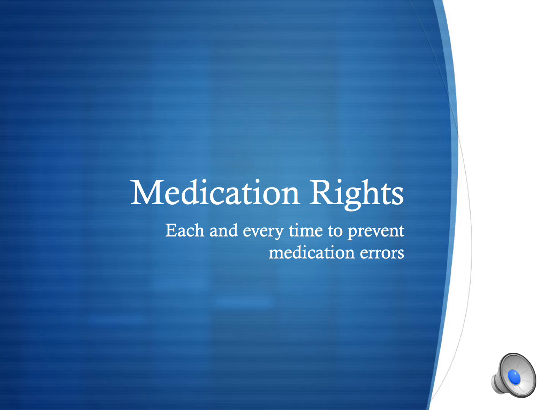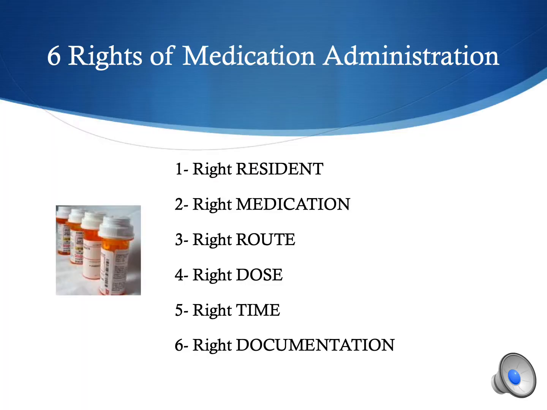Medication rights, each and every time to prevent medication errors. You may have heard there were 5. There are really 6 rights of medication administration. The 6 rights of medication administration, which we will go over individually, are the right resident, the right medication, the right route, the right dose, the right time, and the right documentation. All 6 of these rights need to be done every single medication, every single resident, every single time.